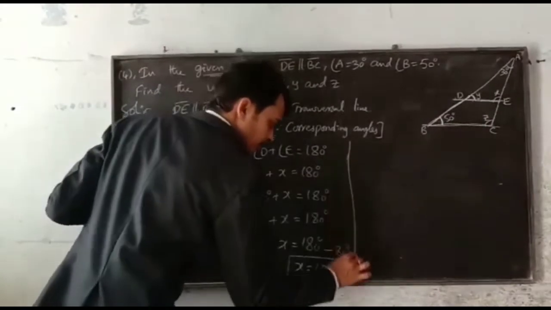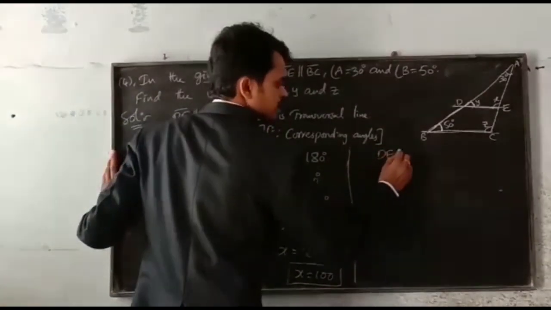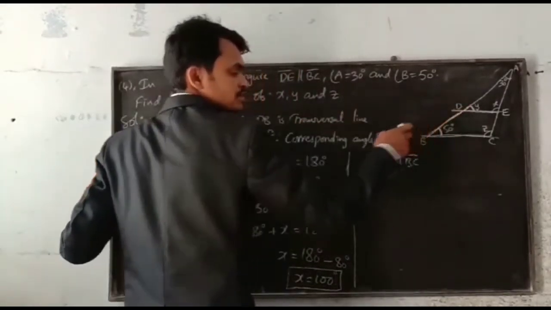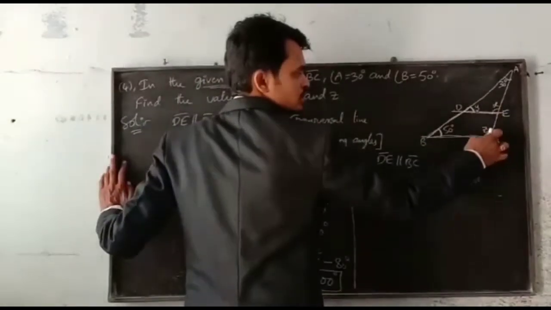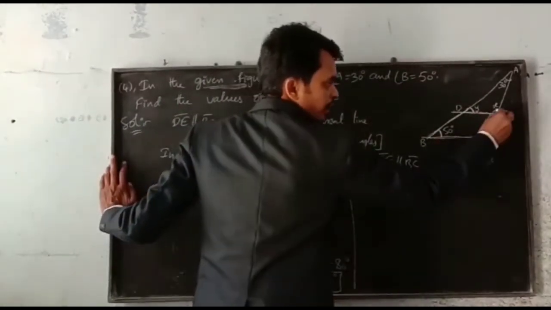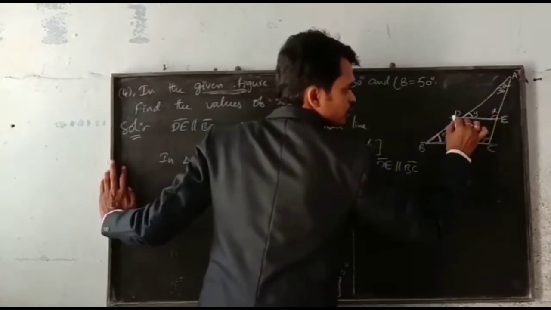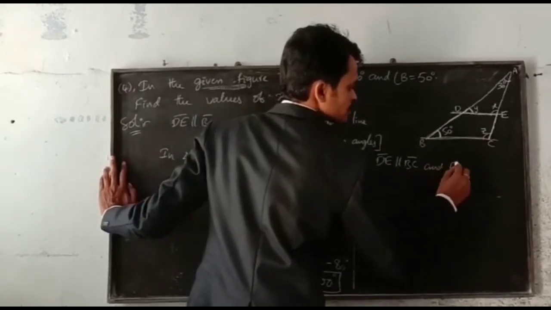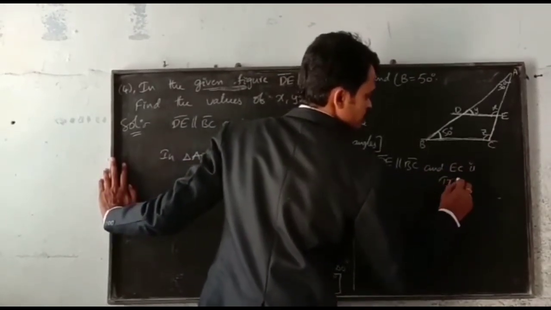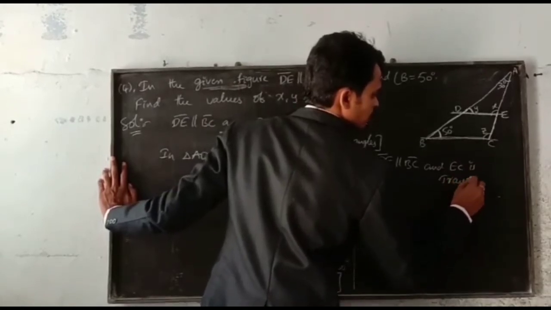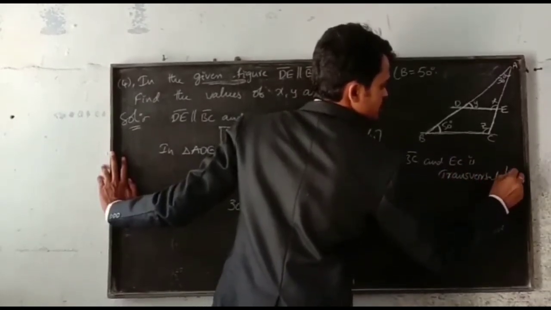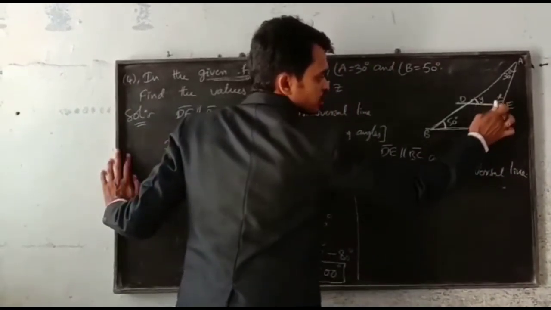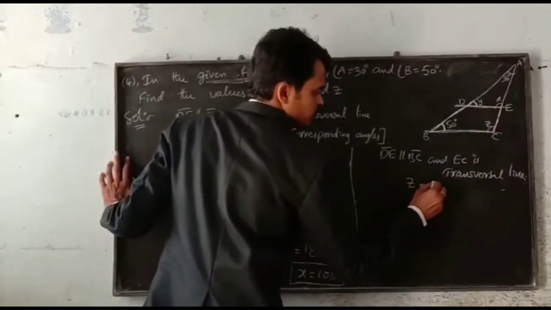Here they have given that DE is parallel to BC. In this situation, DB was the transversal we took. Now we have to find out this angle, using this angle. So now I am taking EC as a transversal line. These two lines are parallel and EC is a transversal line. So then here X is equal to Z. Then Z is equal to X.